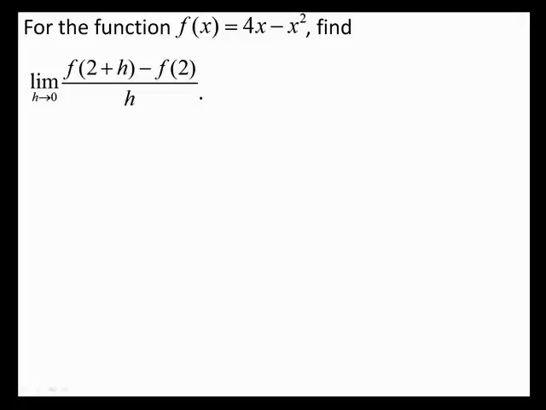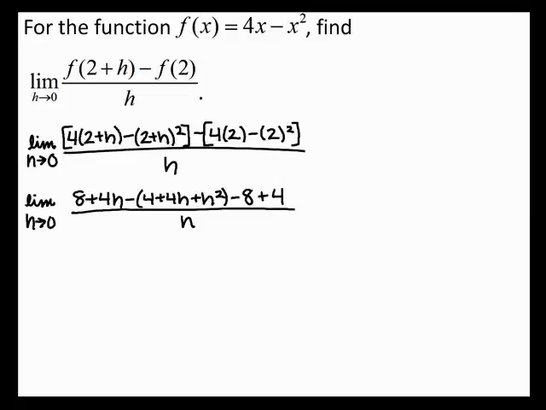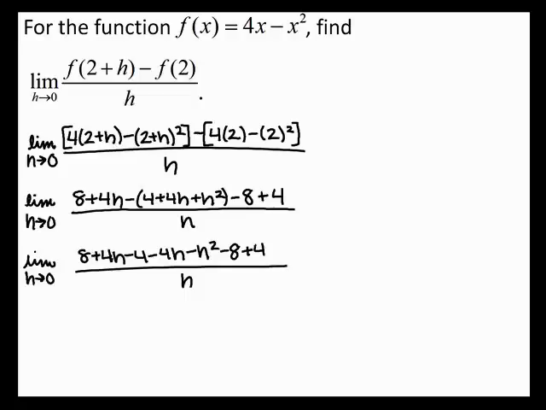For the function f of x is equal to 4x minus x squared, find the limit of f of 2 plus h minus f of 2 divided by h as h approaches 0. Substitute f of 2 plus h and f of 2 into the equation. Simplify the numerator. Simplify negative 1 times the quantity 4 plus 4h plus h squared. Simplify the numerator. Simplify the fraction.